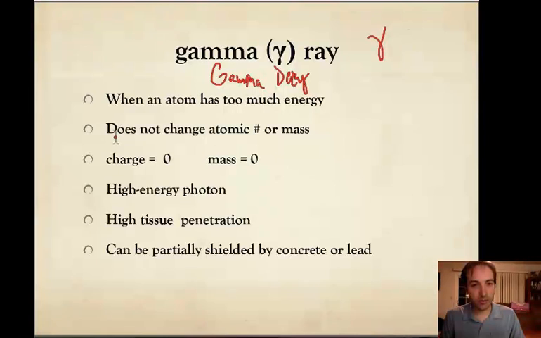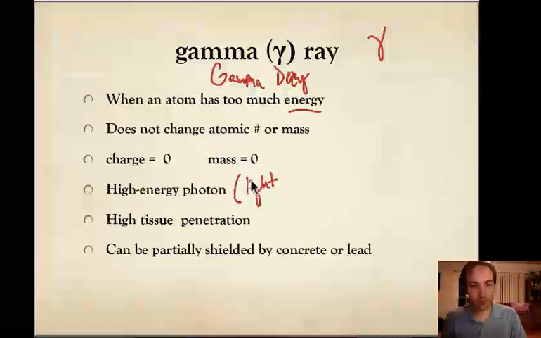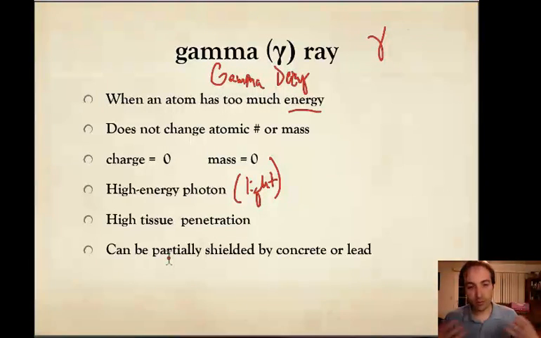The thing about gamma decay is it's also easy to spot because it doesn't change the atomic number or the mass. Gamma rays have a charge of 0 and a mass of 0. They are simply pure energy. It has too much energy, so therefore it's just going to give off some of that energy. It is a high energy photon. What's a photon? It's light. So these are extremely energized particles of energy that are given off by the radioactive substance, and they have high tissue penetration. That's why gamma rays are the most dangerous of them all, of everything we're talking about here.